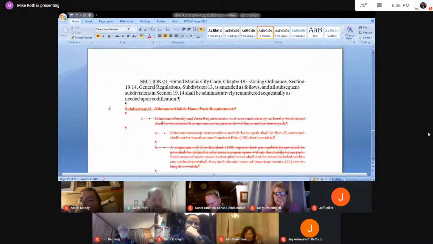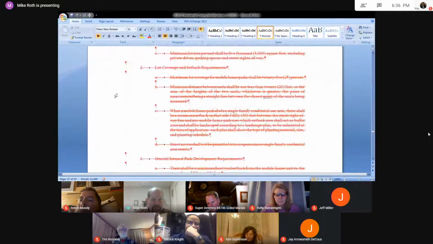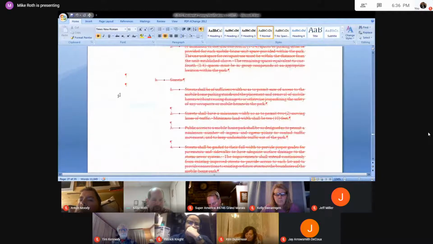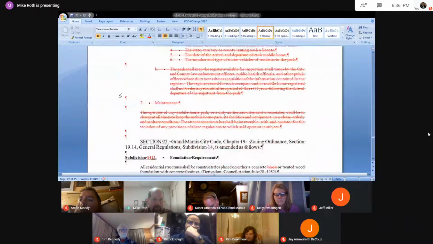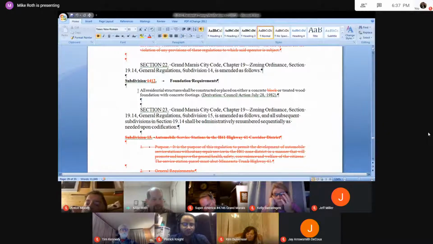Okay, we're getting to the good stuff now. Section 21, all of this stuff gets deleted because we've moved it to somewhere else in the ordinance. So that's all the mobile home park language. Section 22, we're modifying this now. Foundation requirements, this actually came up today, which is a good thing. We need to make this change.